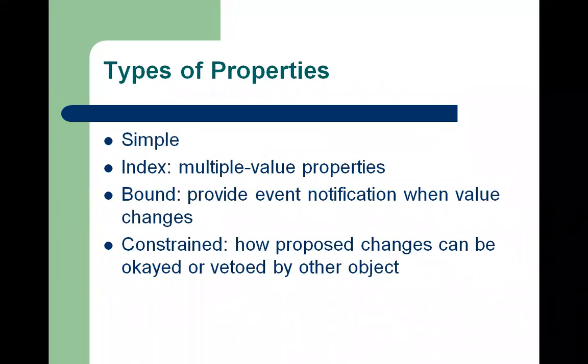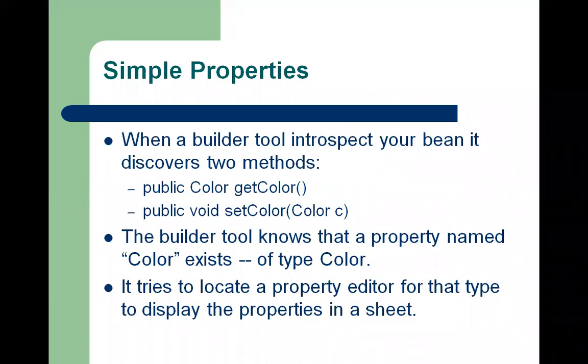Now we have properties. These are simple beans, indexed beans with multiple value properties, bound properties to provide event notification of value change, and constrained properties, where a proposed change can be okayed or revoked by the object. Now see, we understand what the builder tool is. We understand how we get color and we set color, as we did in the previous example. We get color and set color by simple edit, by simple click, and that is known as the event. And what listens to the click is known as the event listener.